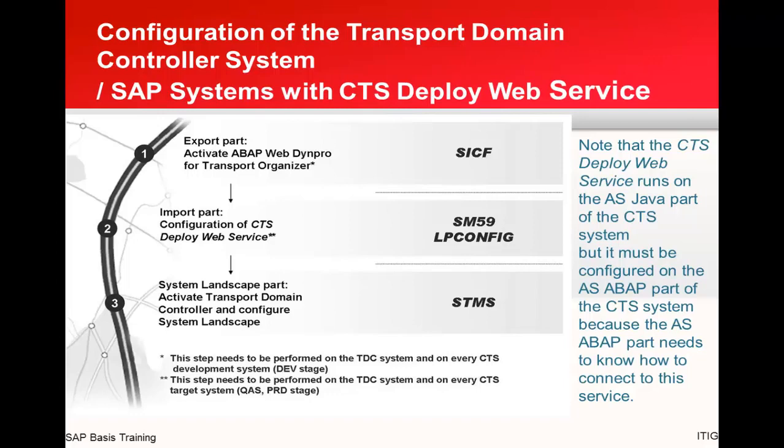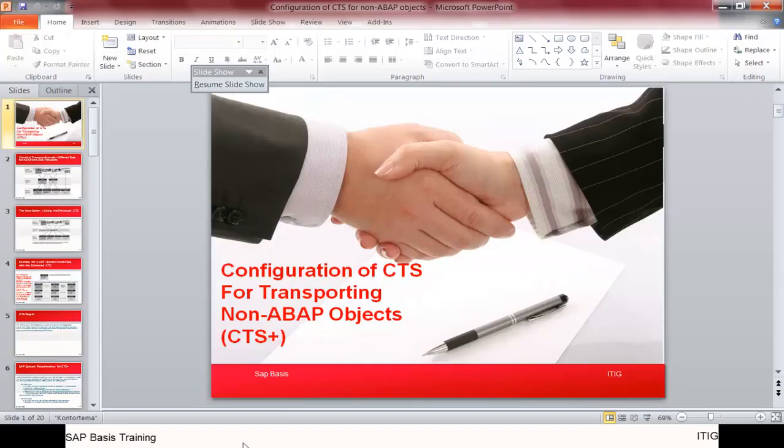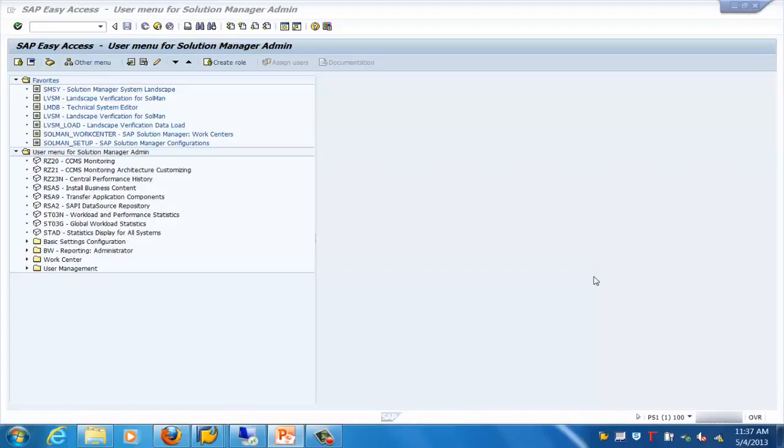So as step 1, what is required is SICF, that is, export part, activate ABAP Web Dynpro for Transport Organizer. That is the first step. So what is that service? Let's go to the system to see that particular service.